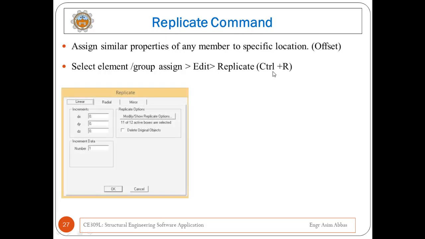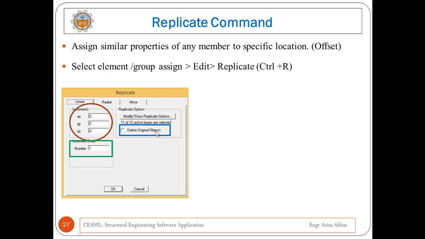Okay, there are three options in the replicate command: linear, radial and mirror. I will just discuss linear. In the linear replication there are three options. One is the increments along x, y and z directions, and then the increment data. Okay, how many times you want to replicate or copy your data at a specific location, right? And you can also delete your original object if you want.